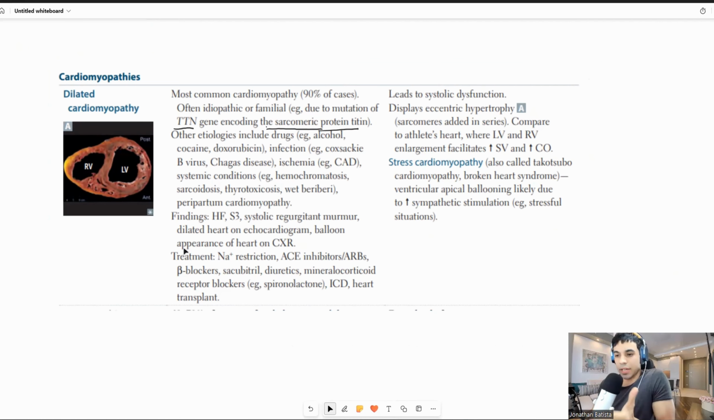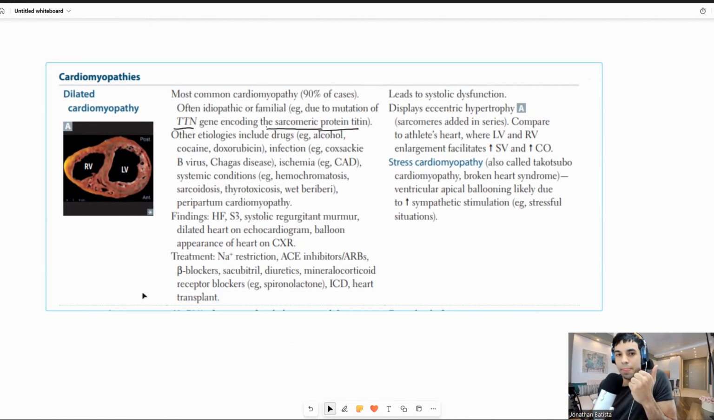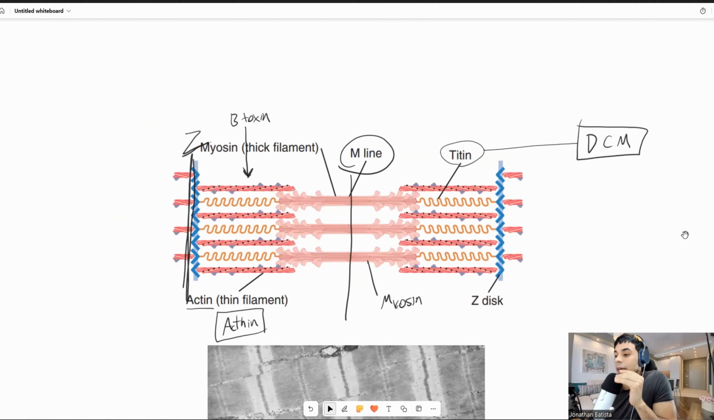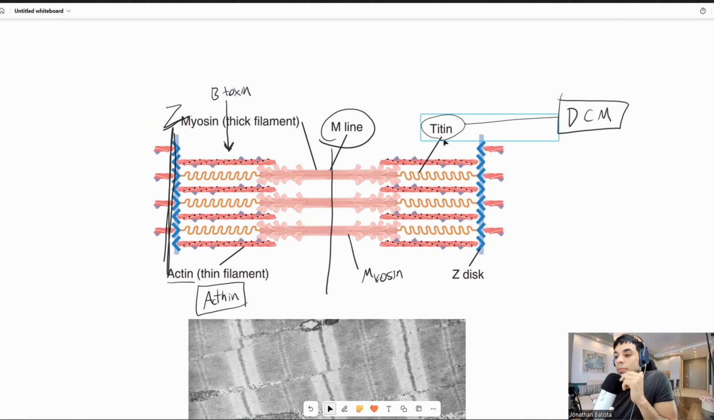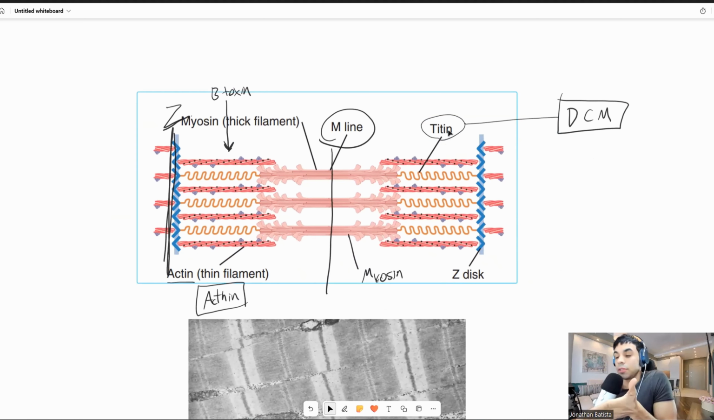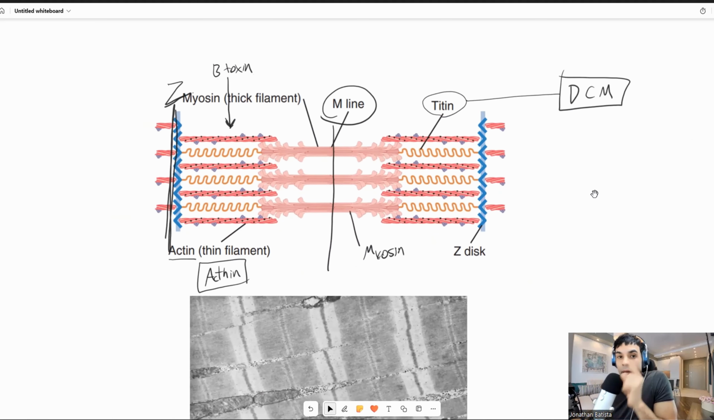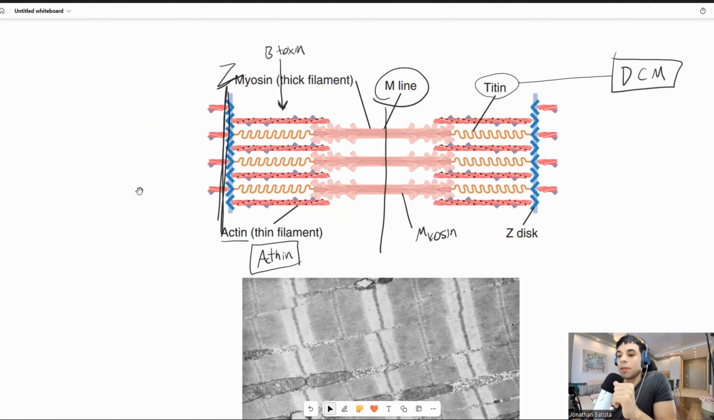There's things like lifestyle, drugs, doxorubicin, for example, Coxsackie, all these other types of causes. I'm just mentioning right now the congenital cause. So titin, remember that. Titin is holding on to myosin. And if we have an issue encoding for this protein, then we will have dilated cardiomyopathy. All right, let's keep it moving.